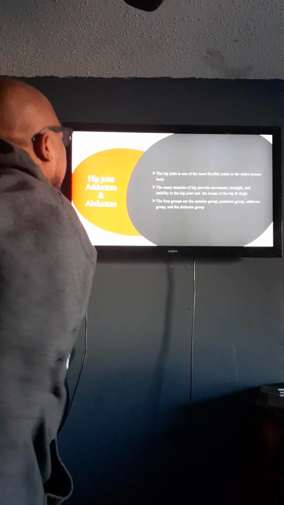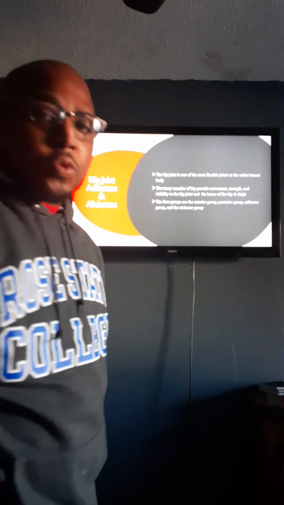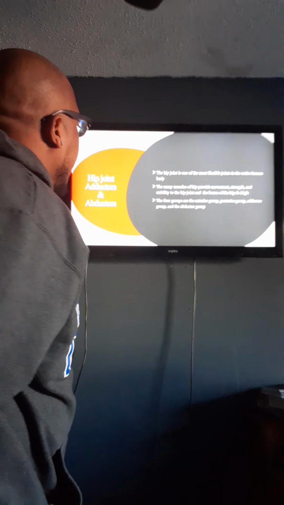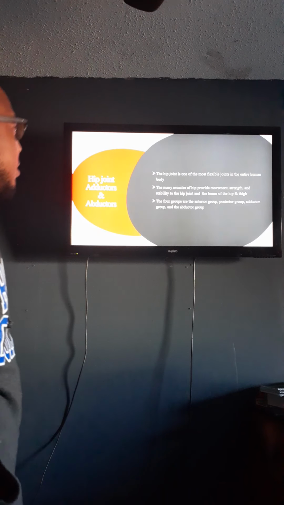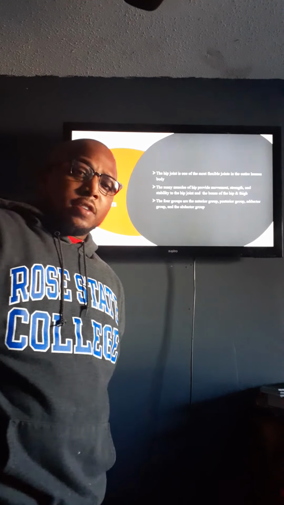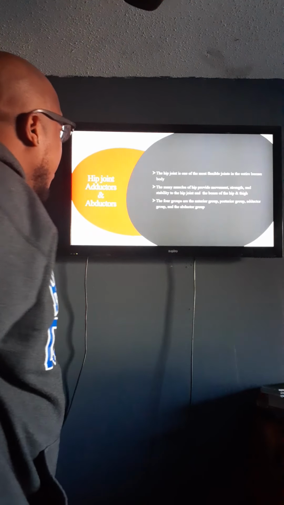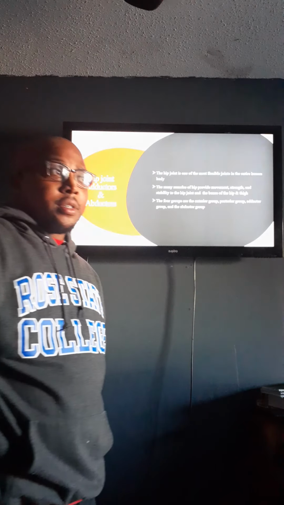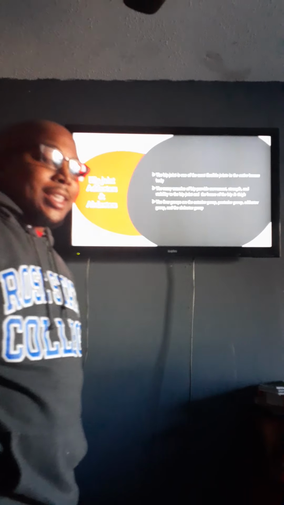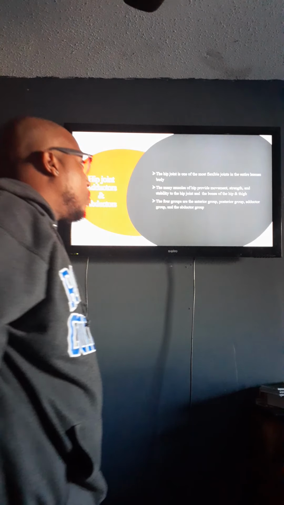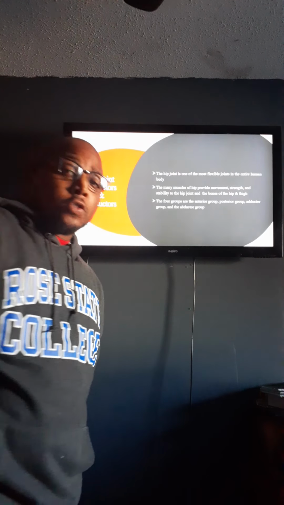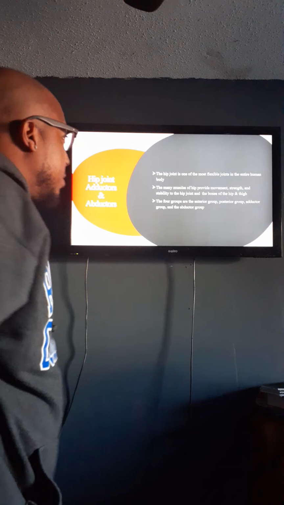When you're talking about the hip joint, it's one of the most flexible joints in the entire human body. The many muscles of the hip provide movement, strength, and stability to the hip joint and the bones of the hip and thigh. There are four main muscle groups in the hip joint: the anterior group, the posterior group, the adductor group, and the abductor group. Of course, today we're only focused on two groups, the adductor group and the abductor group.